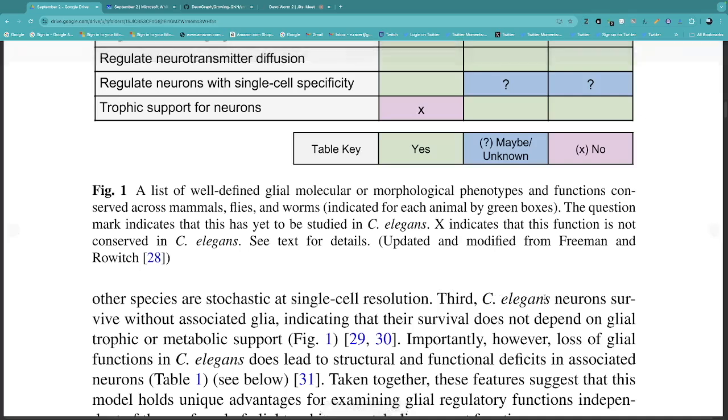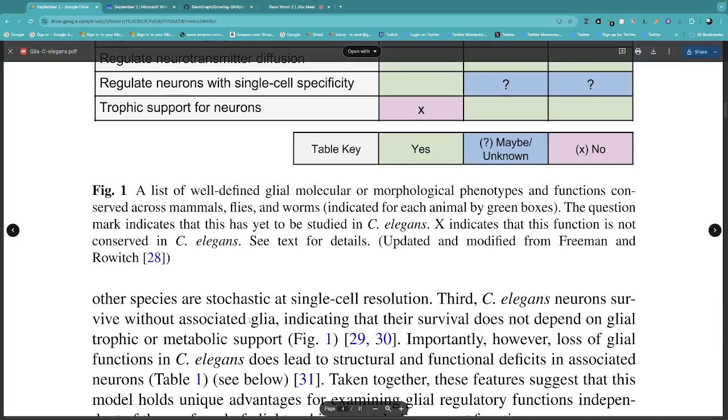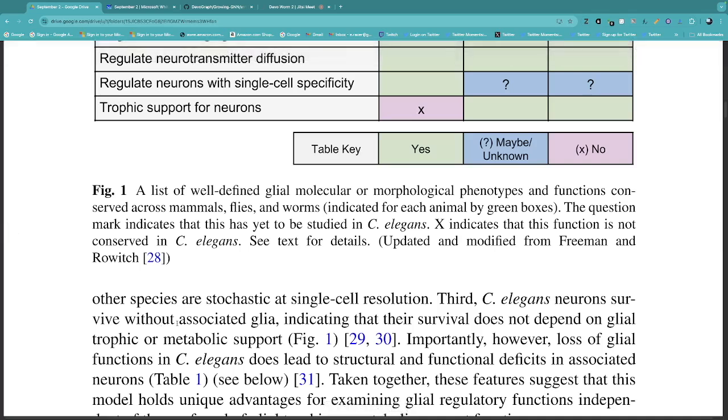Another difference between C. elegans and other model organisms is that neurons survive without associated glia, indicating that their survival does not depend on glial trophic or metabolic support. So this is why they say that trophic support for neurons is a no here in the table. And it's really because C. elegans neurons can survive without glia. And this is, again, an aspect of having a relatively small connectome, having this system of deterministic cell fate.